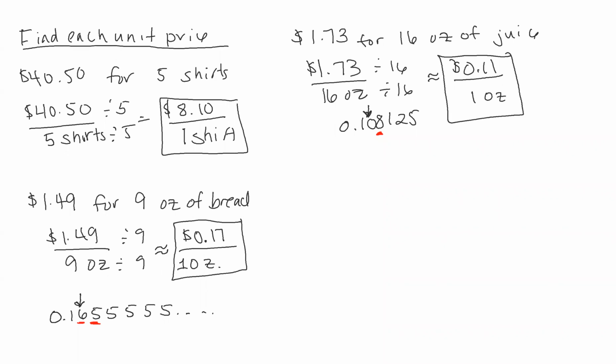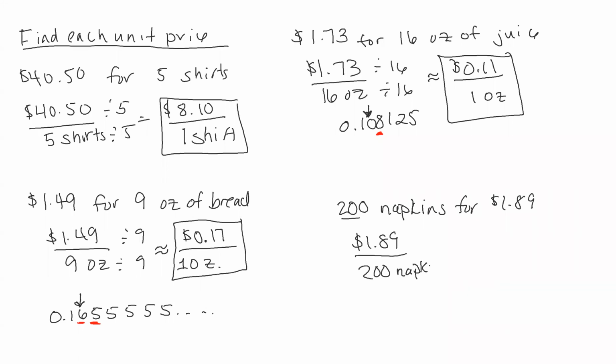It happens a lot. All right, one more example, and then we're going to move to the last situation for this video. Let's say we had 200 napkins for $1.89. Now, regardless of the order of how this is written out, we want to do price divided by units always. So unit price, it's always price divided by units. It does not matter that napkins came first in the problem. It's price divided by units.